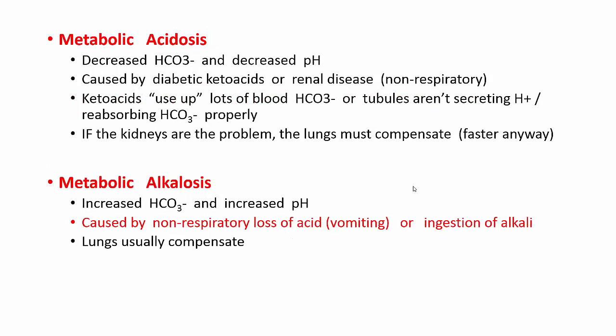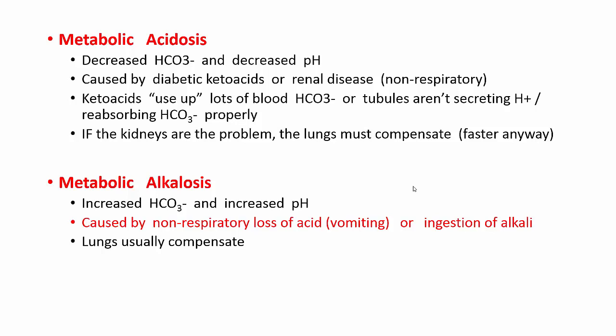On the other hand, you can look at metabolic acidosis. This is a decrease in the bicarbonate and decreases the pH. This is caused by things like diabetic ketoacids or renal disease, so it's non-respiratory. The ketoacids use up lots of the blood bicarbonate, or the tubules aren't secreting the protons, the hydrogen ions, or reabsorbing bicarbonate properly. So if the kidneys are the problem, then the lungs must help compensate.